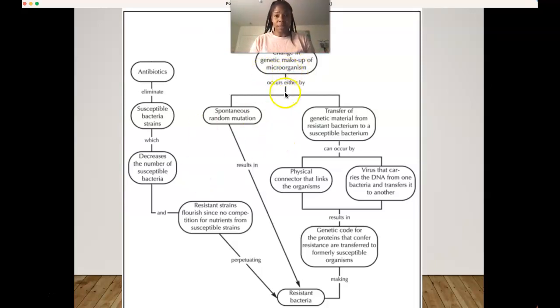The change in genetic makeup can happen either by spontaneous random mutation, which can happen, right? In science, that can happen. Or if the antibiotic attaches itself and starts to change the good bacteria into bad bacteria, either way you think about it, right? And this can happen by connecting directly to a bacteria that's in the body, or just through DNA, right? And so there's this scientific process.